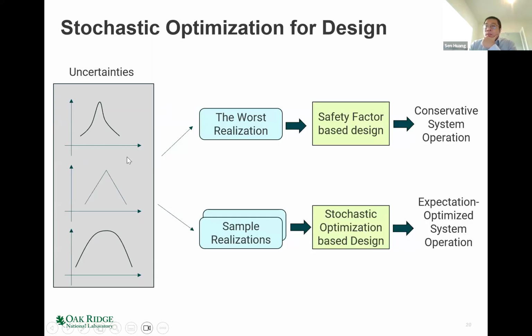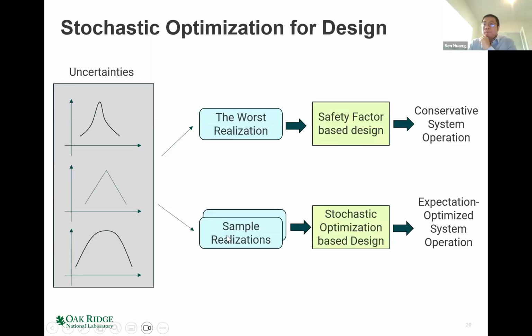So basically we have to find one particular realization of this uncertainty, consider its probability. We call it the worst realization, which usually represents the worst case. And then using this one realization of the uncertainty, we utilize so-called safety factor-based design. The idea is very simple. We consider the worst case, and then we generate a very conservative result. That's the common practice. And our approach is different.